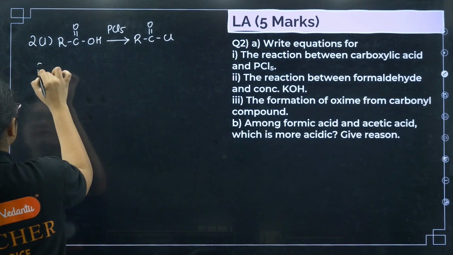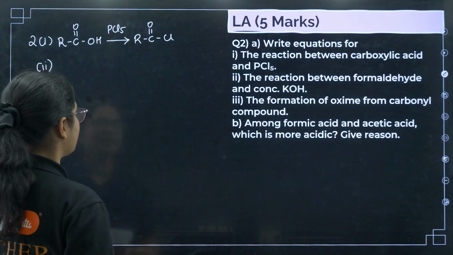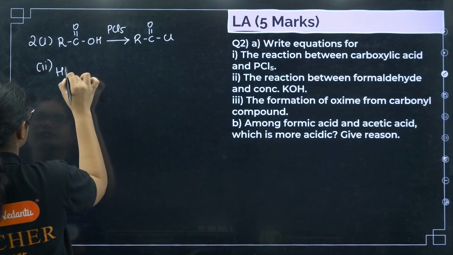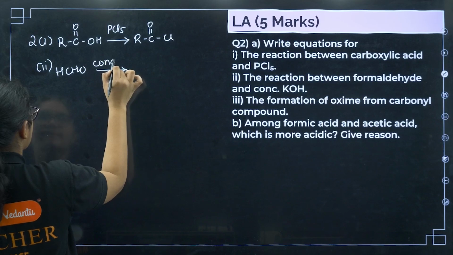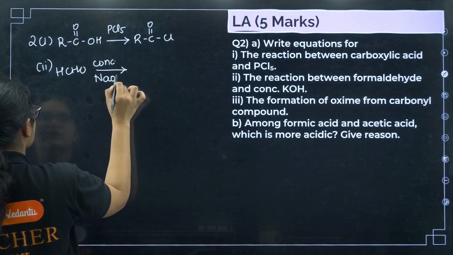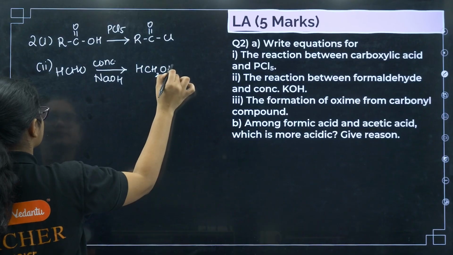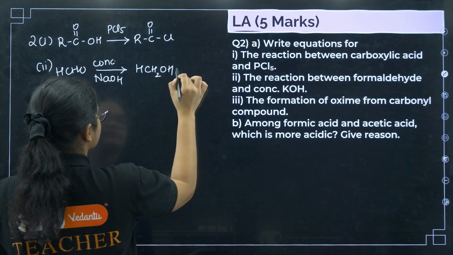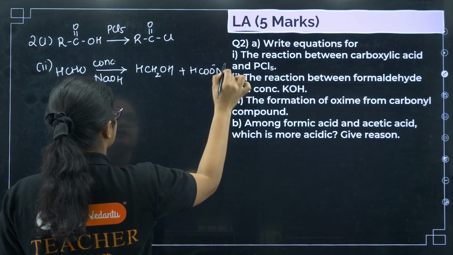Next, the second one is the reaction between formaldehyde and concentrated NaOH. So you have formaldehyde and concentrated NaOH, and you will get here CH3OH. Then you have HCOO minus and Na plus.